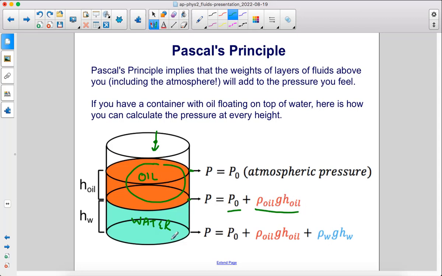If you wanted to find the pressure at the bottom of the whole container, you would have atmospheric pressure, air pushing down. You would have the pressure due to the oil and you would have pressure due to the water.